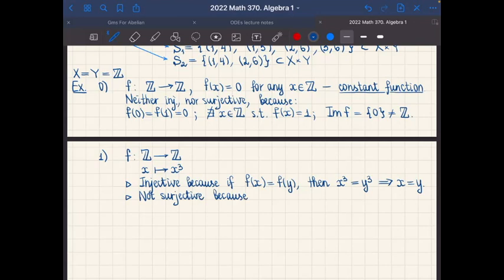because only the numbers that are third powers of another integer can appear in the image. And for example, 2 is not one of them. So there is no integer number that would give us 2. So the cube root of 2 is not an integer.